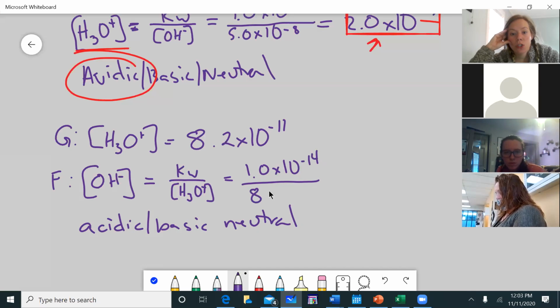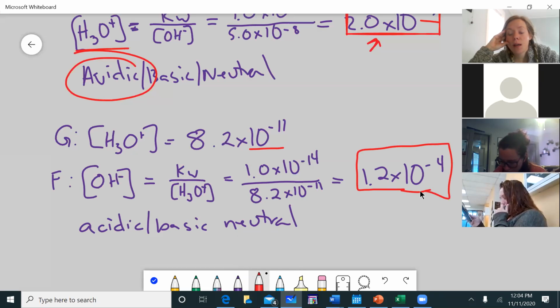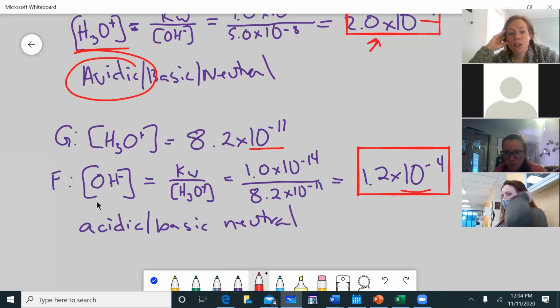We've got 8.2 times 10 to the negative 11. Okay, so we divide these two numbers and I get 1.2 times 10 to the negative 4. So we're good there. Which number is bigger? 10 to the negative 11 is super, super small. 10 to the negative 4 is small, but this is really, really small. So this is the bigger number, which means OH wins. OH is our basic thing. So this solution we would say is basic.